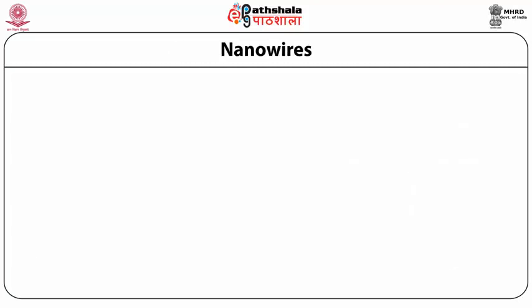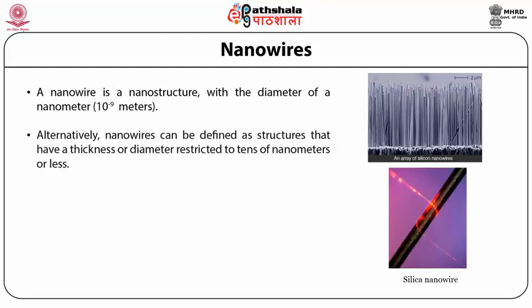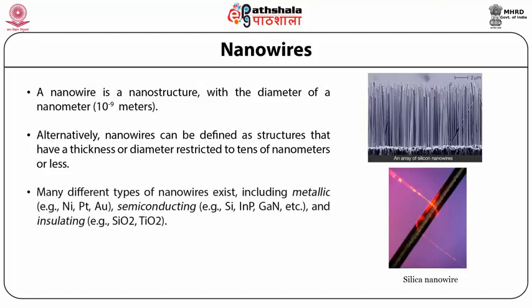The next nanoproduct is nanowires. A nanowire is a nanostructure with a diameter on the order of a nanometer, 10 raised to the power of minus 9 meter. Alternatively, nanowires can be defined as structures that have a thickness or diameter restricted to tens of nanometers or less. Many different types of nanowires exist, including metallic, for example nickel and platinum; semiconducting, for example silicon and gallium; and some are insulating, for example silicon dioxide and titanium dioxide.